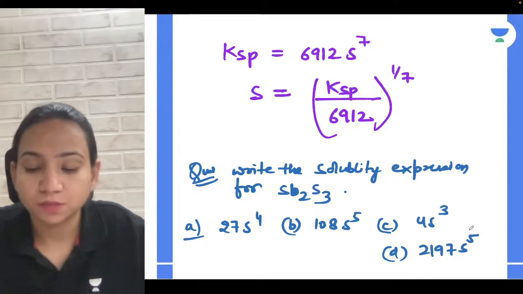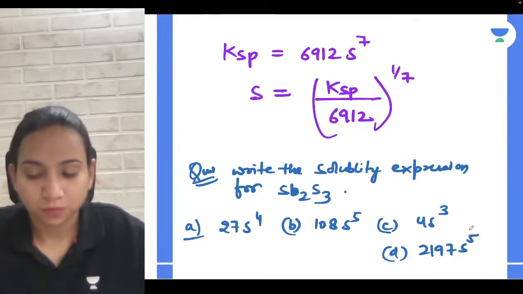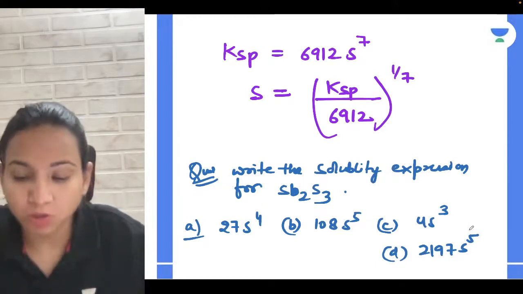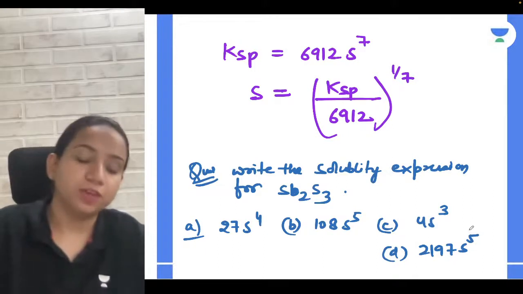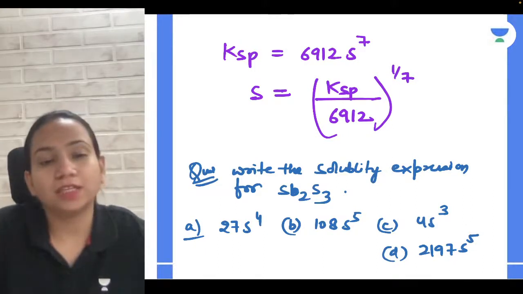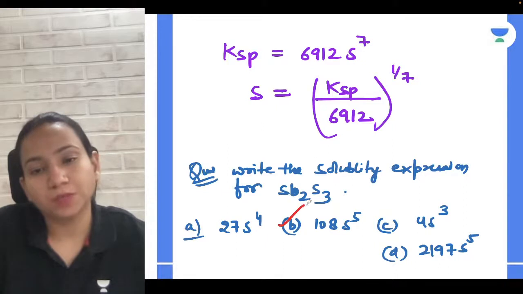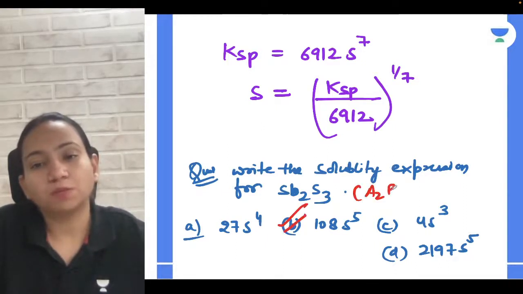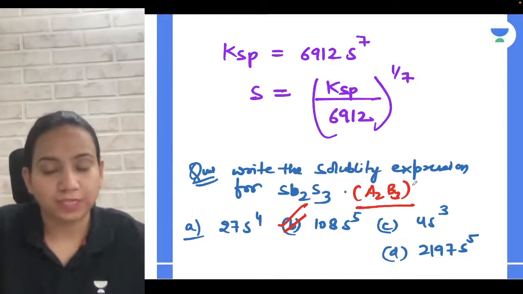Okay, very good. Good, guys. Rest of the people also should answer it. So it will be very simple. It will be 108 s to the power 5. Very good, everyone. Because it is A2B3 type of salt. So you can relate that.